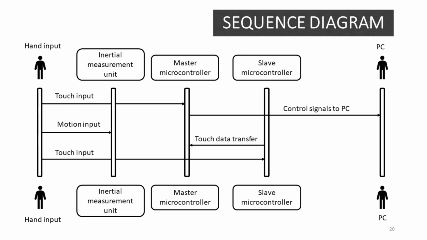Coming on to the sequence of the input and the process in the system, the main actors in the system are the user hand and the PC. The motion is given to the inertial measurement unit, which is given to the microcontroller as the motion data. The touch data is given to the master microcontroller and the slave microcontroller through the inbuilt touch capacitive pinouts. The touch data from the slave microcontroller is transferred to the master microcontroller, and the master microcontroller sends appropriate control signals to the PC according to the incoming data. This sequence is repeated in every iteration to achieve complete working of the system.